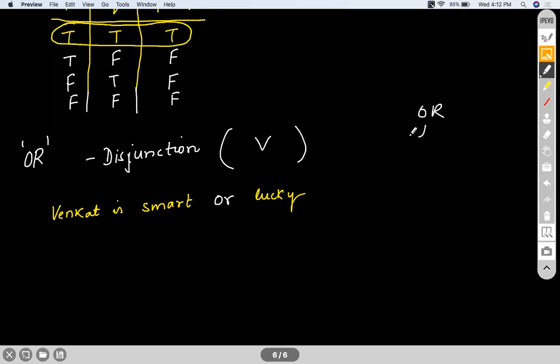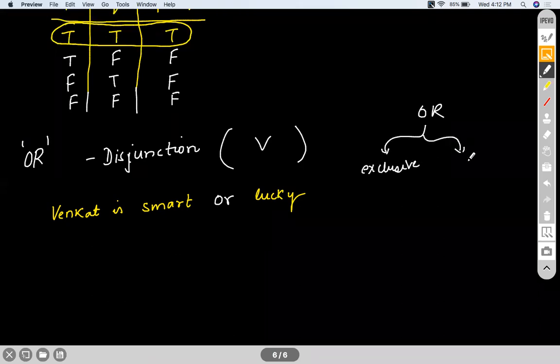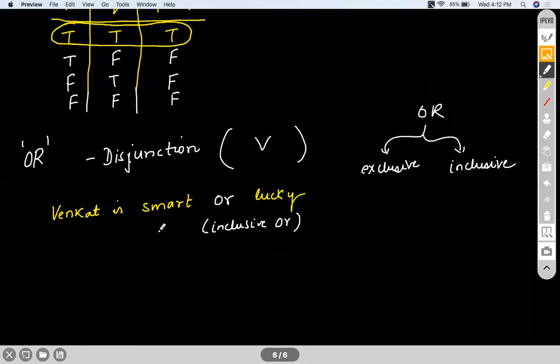One is called exclusive OR, another is called inclusive OR. What is inclusive OR? The statement which I gave you is actually an inclusive OR because you can be both. But if I say a statement like "Nagma is dead or alive," it is exclusive because she cannot be both at the same time. Or something like "I will stay at home or I will go out to see a movie." That is an example.